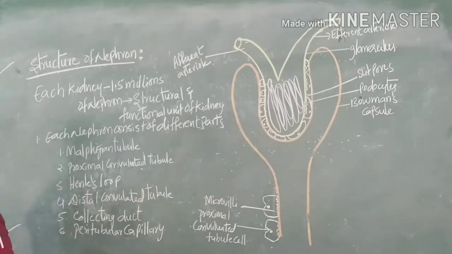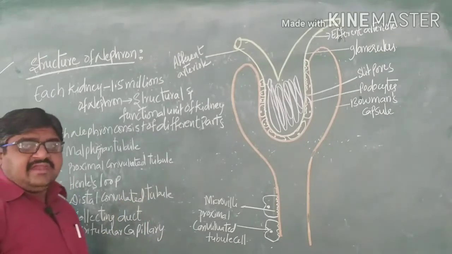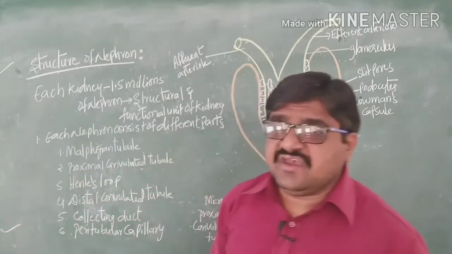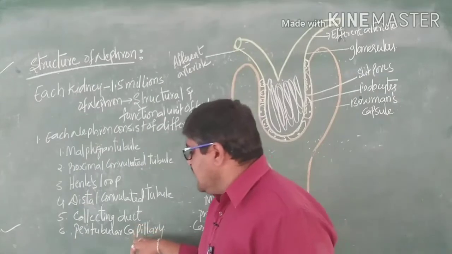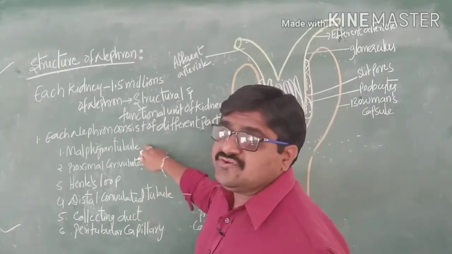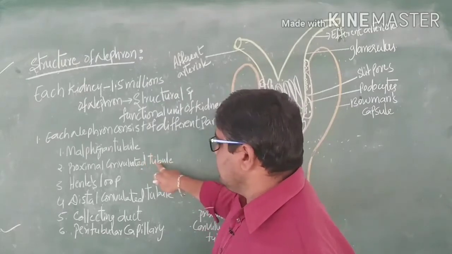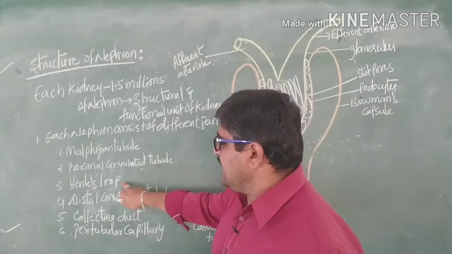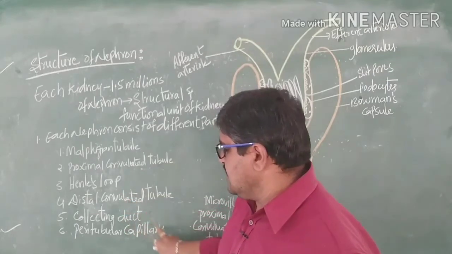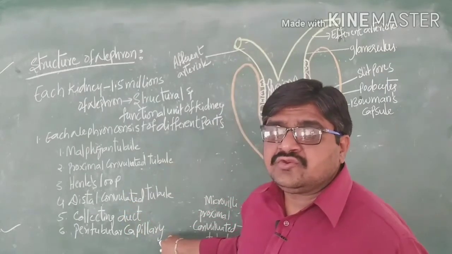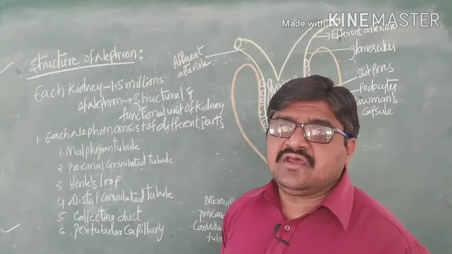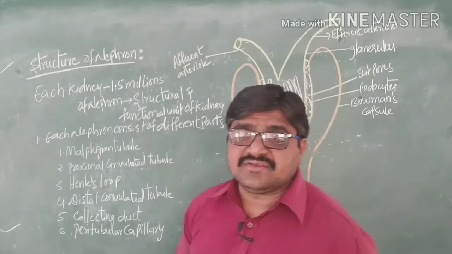This is where we can take in place. These are the different regions where they are presenting in the nephron. One is a Malpighian tubule, second one is a proximal convoluted tubule, a Henle's loop, a distal convoluted tubule, a collecting duct, as well as the peritubular capillaries.